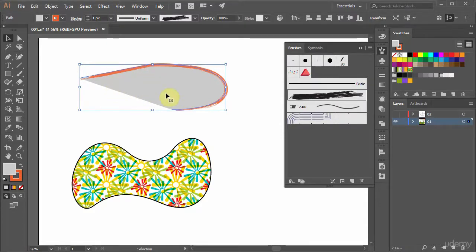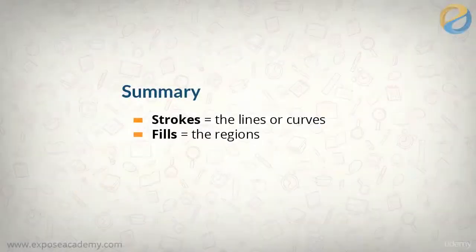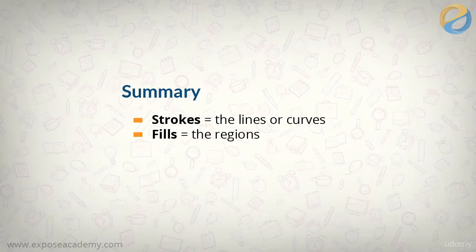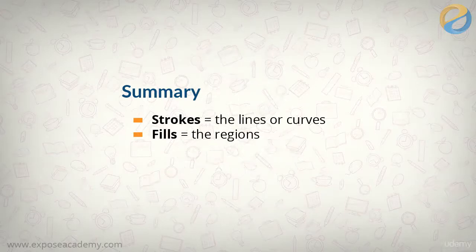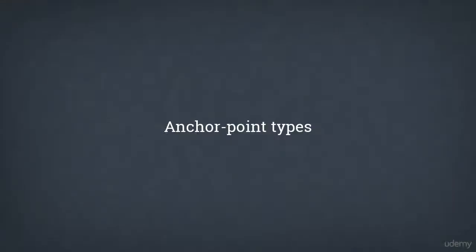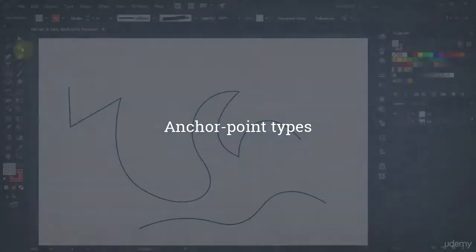So to sum up, we can divide vector graphics into two types of components, fill and stroke. Basically, strokes are lines or curves, and fills are areas or regions. Knowing the concept of strokes and fills is essential since colors, tools and effects in Illustrator are divided into these two big groups: those that work with strokes and those that work with fills. Anchor points can be divided into several types.